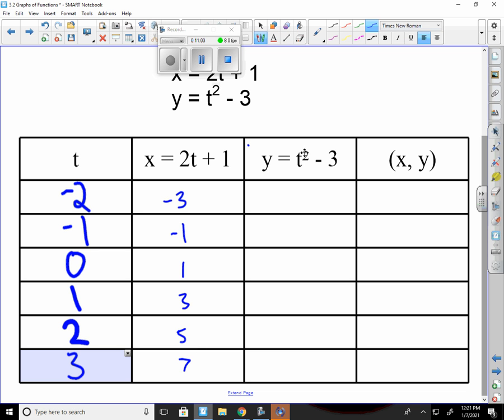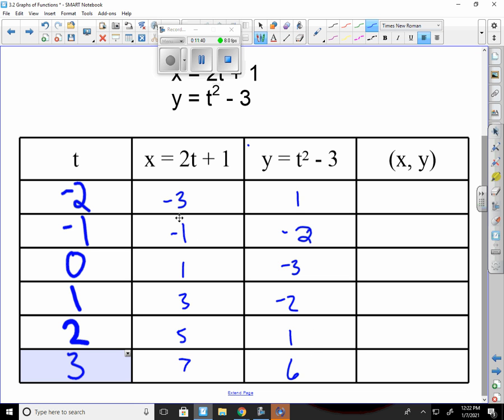For the y, it's t squared minus 3. So negative 2 squared is 4, minus 3 is 1. Plug negative 1 in. Negative 1 squared minus 3 is negative 2. Plug a 0 in. 0 minus 3 is negative 3. 1 minus 3 is negative 2. 2 squared is 4 minus 3, which is 1. And 3 squared is 9 minus 3, which is 6.